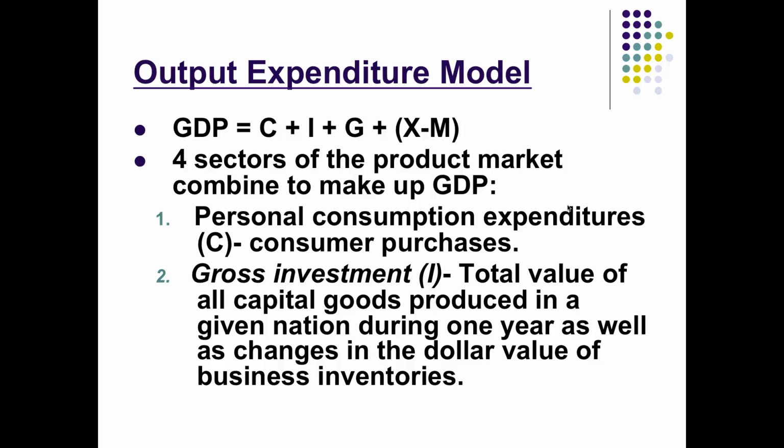Gross investment, that is I, okay, that's the total value of all capital goods. So when we're talking capital goods, we're talking tools and technology and so forth, produced in a nation during 1 year, as well as changes in the dollar value of business inventories. So if companies produce things and are holding it in inventory, that would be included in gross investment there. So capital goods being produced, as well as business inventories in which goods are being held by the company itself.